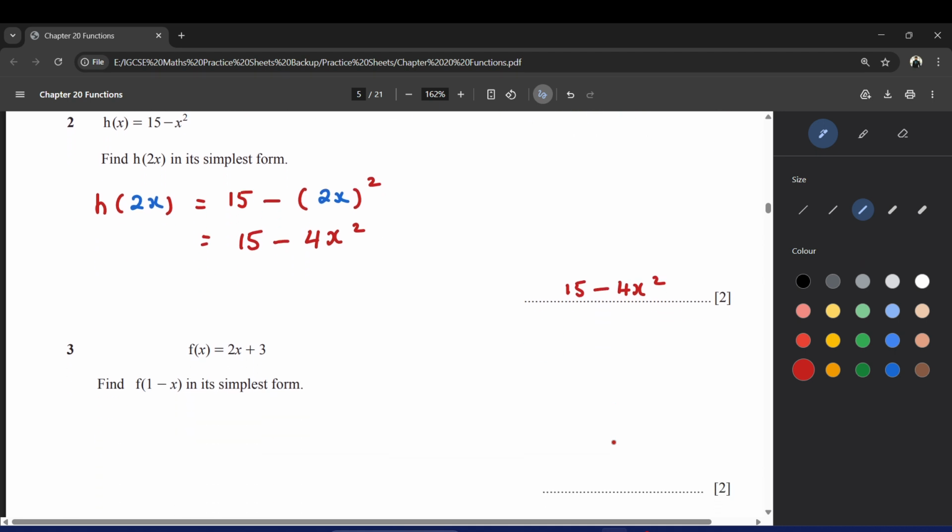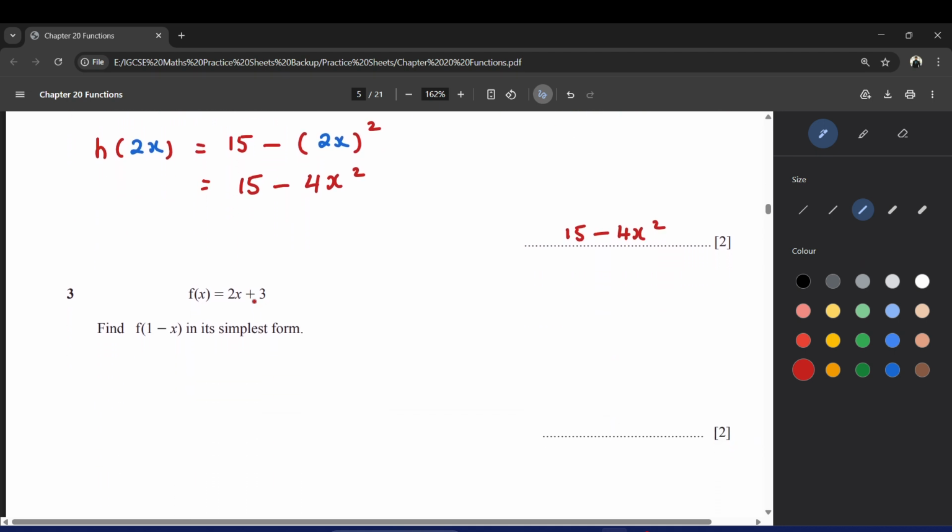So let's move to the next one. f of x is equal to 2x plus 3. Find f of 1 minus x. So f of 1 minus x would be 2 times (1 minus x) plus 3. Now 2 times 1 is 2, and 2 times minus x is minus 2x, plus 3. So we collect the like terms. 2 plus 3 is 5, minus 2x.